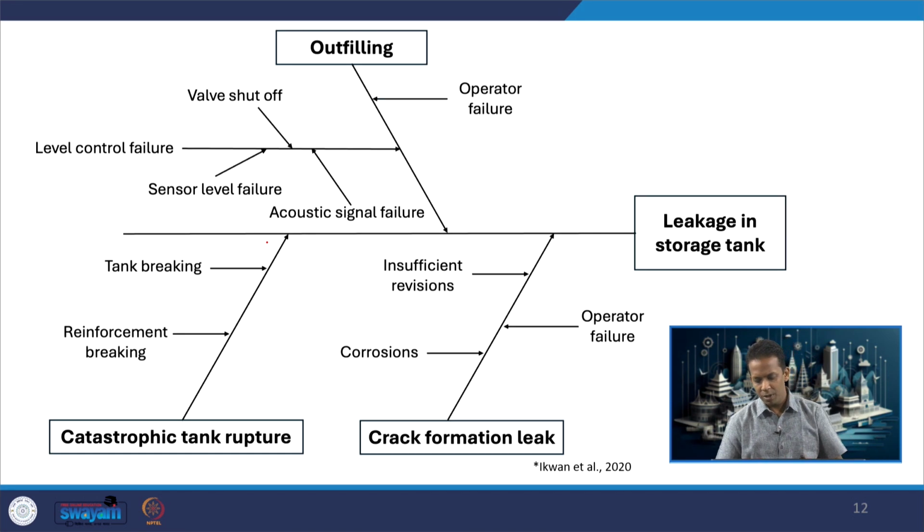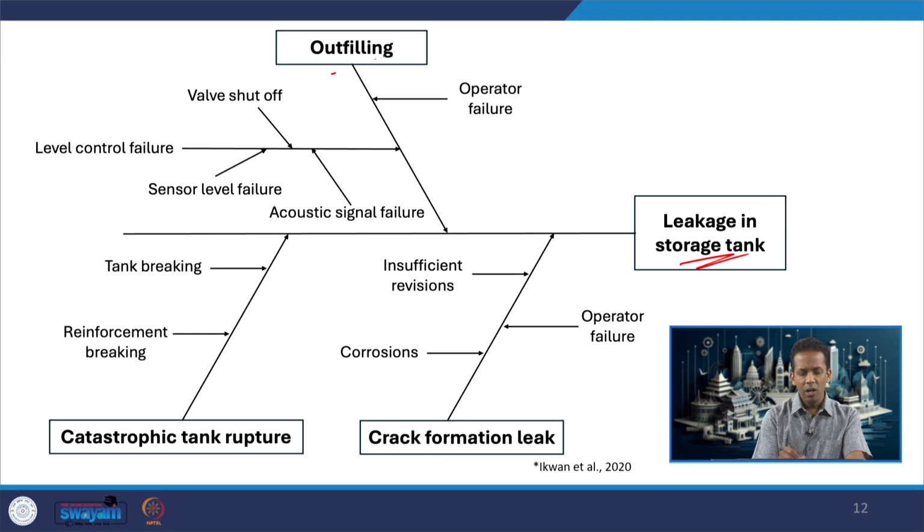The third example is for the leakage in the storage tank, and again it is not at all important to have a very complicated fishbone diagram including all possible activities. If you think something is very specific and you know that these one or two are definitely the causes for that particular effect, there can be even just two or three categories, like here you have leakage in the storage tank.